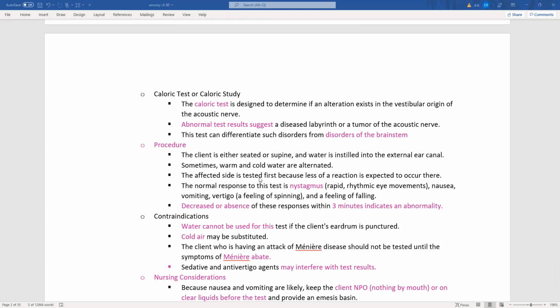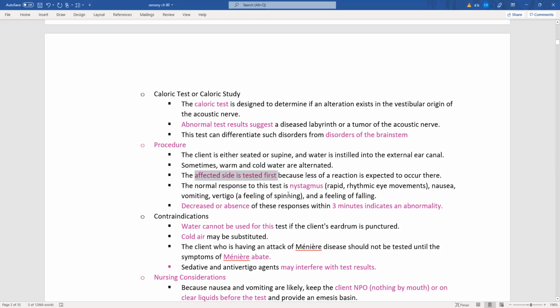The affected side is tested first. The reason we do this is that less of a reaction is expected to occur there. That's why we test the affected side first.